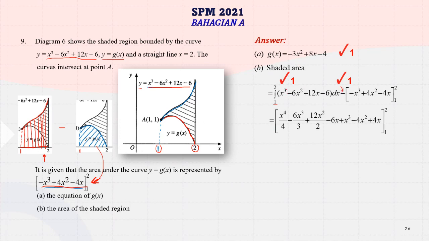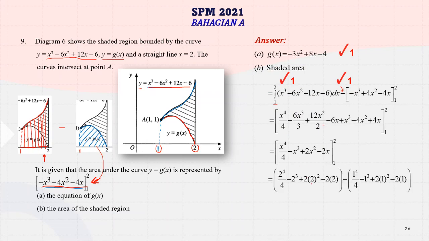When we integrate, the power increases by 1: x to the power 4 over 4, minus 6x cube over 3, plus 12x square over 2, minus 6x, plus x cube, minus 4x square, plus 4x. Then we substitute the values, first 2 and then minus 1. Everything must be written out. At the end, you get 3 over 4 unit square. Okay, that is the second one.